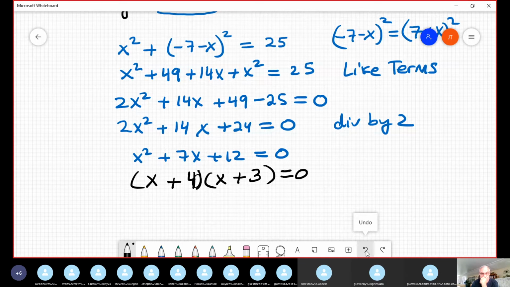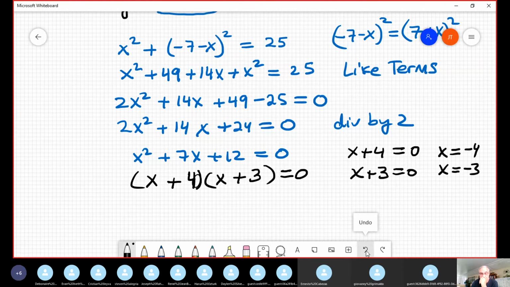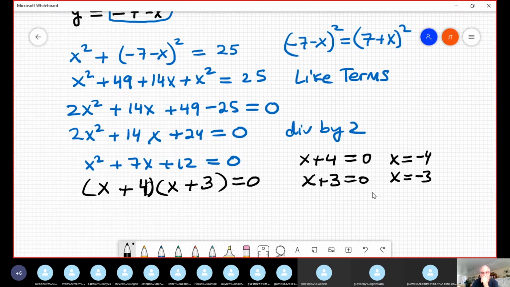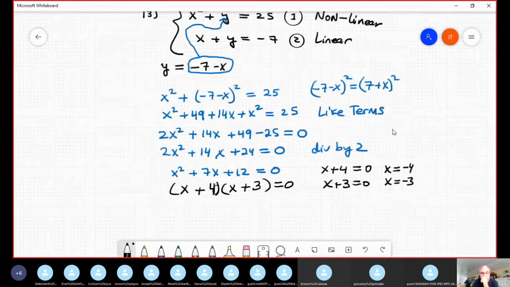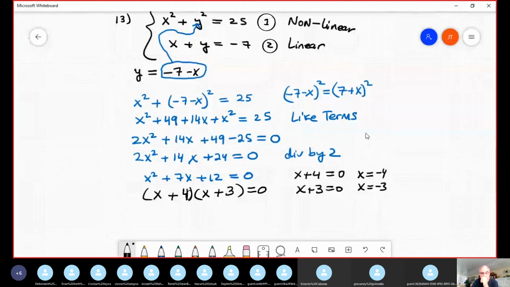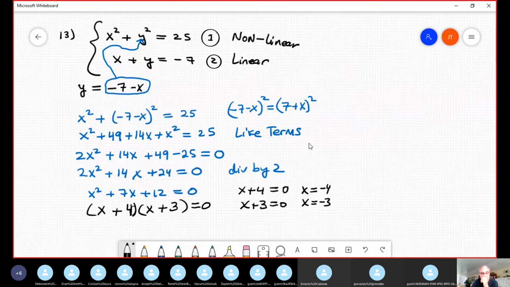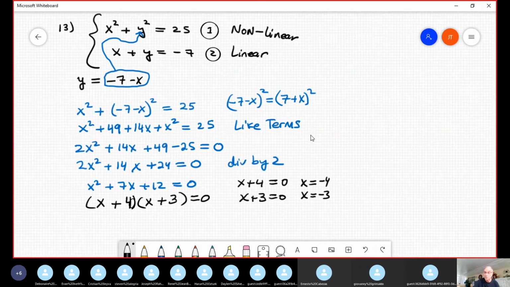Therefore, when you break it down into equations, x plus 4 equal to 0 and x plus 3 equal to 0, it's obvious that the solutions are -4 and -3. If you want to compute the y value associated with this x, what equation do you propose using? The number 1, the number 2? Number 2, where I isolated y.